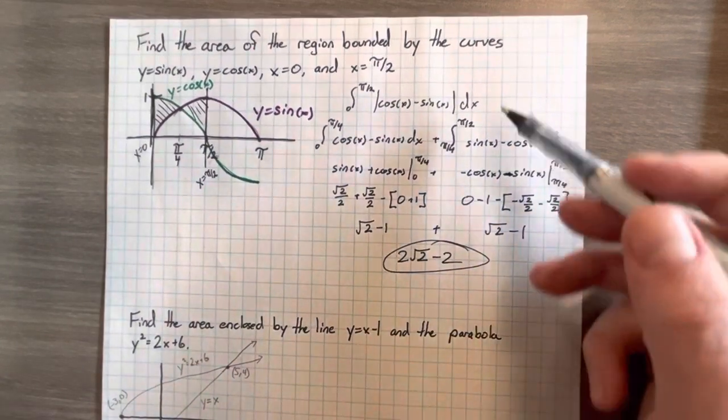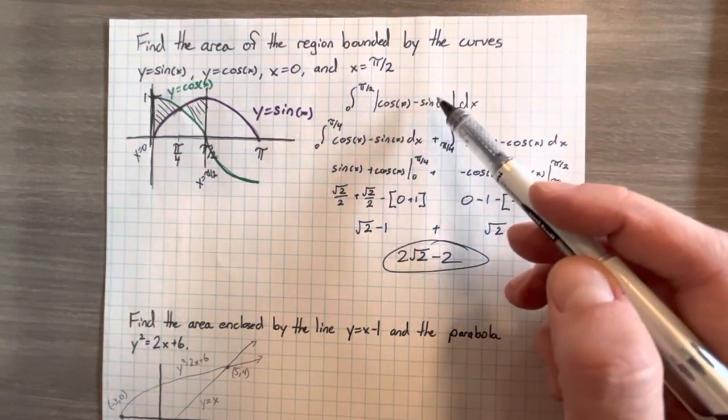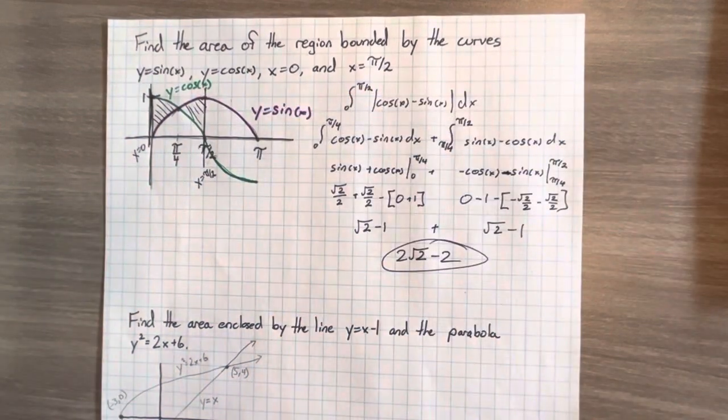So the math itself isn't all that hard. It's the setup that's initially hard. They deem it this absolute value, but I think the way to think about it is still just sticking with our top minus bottom. Okay.